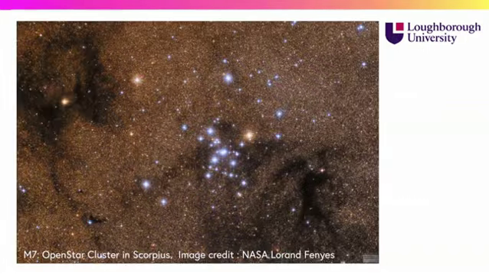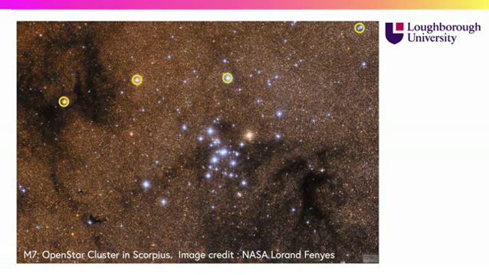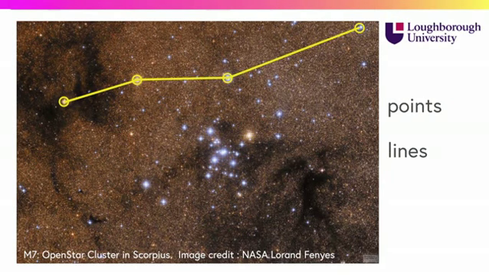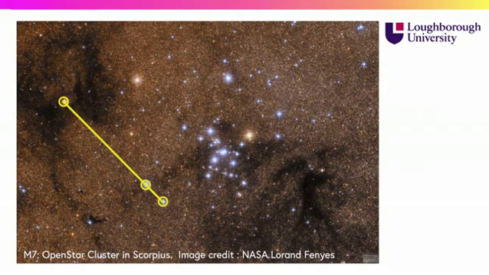In this image, we can see M7, an open cluster of stars in the tail of the constellation of Scorpius. We can identify the stars as points. If we draw lines through the points, we can link two or more stars with lines. Depending on how the stars are aligned, it may be possible to draw one line that links more than two stars, as we've done in this example. Are you able to draw a straight line that links more than 3 stars?